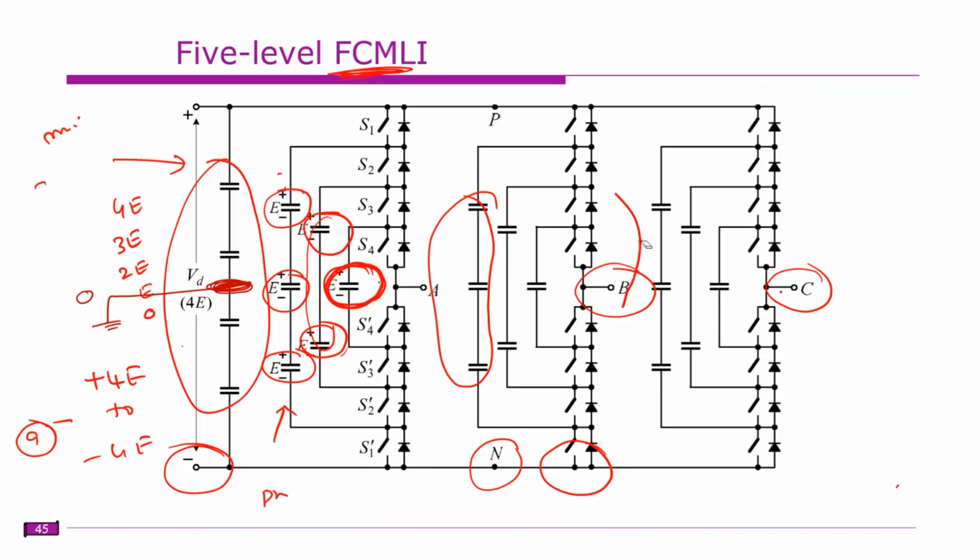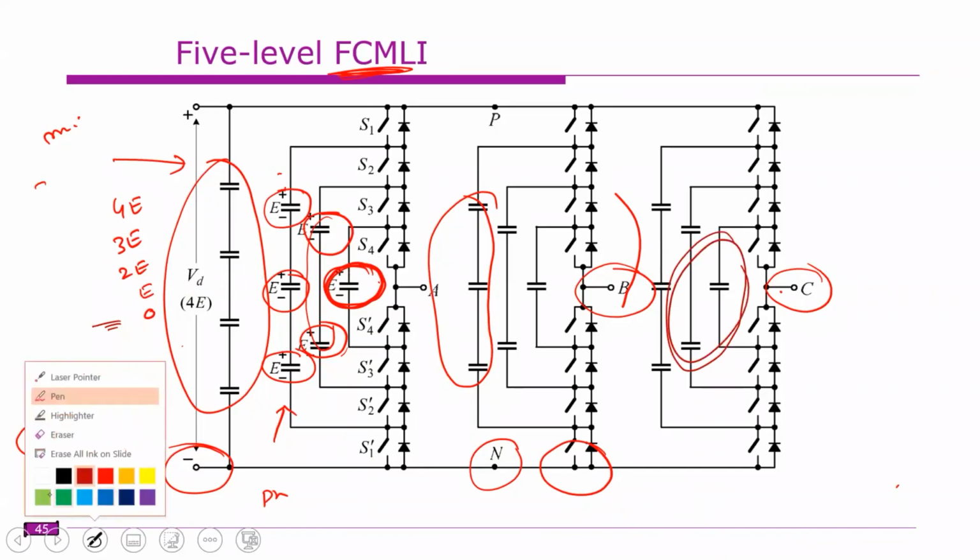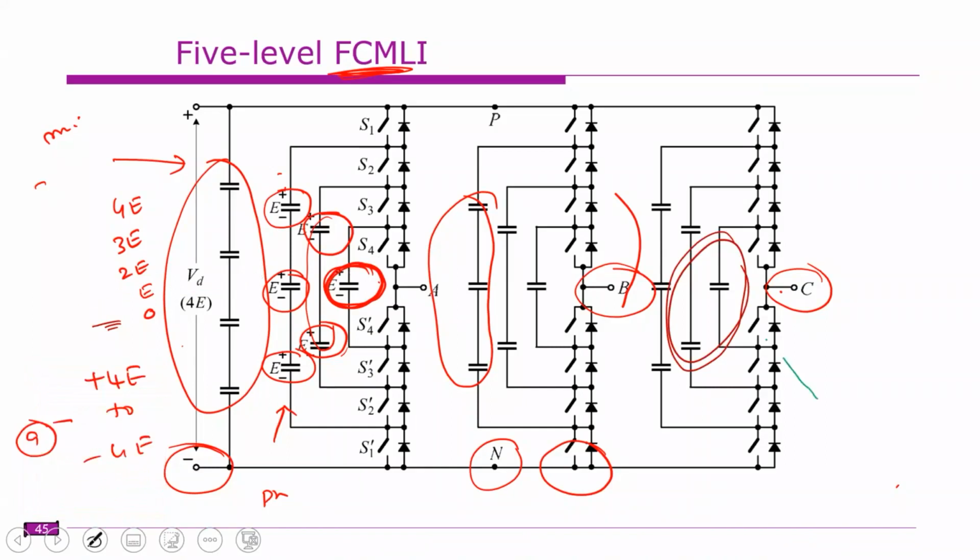The drawback with this flying capacitor multi-level inverter is these pre-charged capacitors. We need to pre-charge these capacitors to a certain value. Whenever real power transfer takes place, the energy stored in the capacitor may be reduced, so somehow we need to charge it again. That means you require a charging and discharging mechanism, or in other words, we need to regulate the voltage across the capacitor. That is one of the difficult tasks.